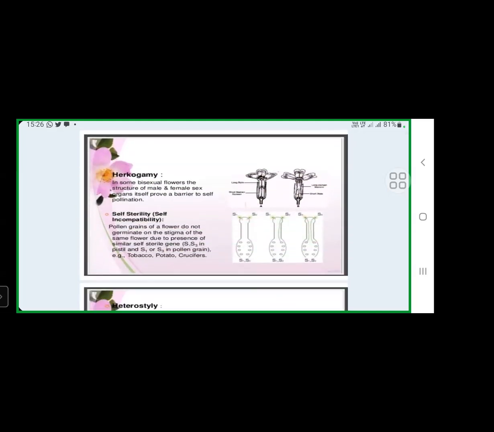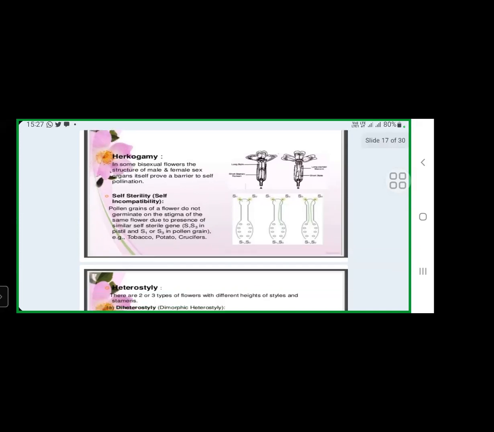And herkogamy. In some bisexual flowers, the structure of the male and female sex organs itself provides a barrier to self-pollination. Then self-sterility or self-incompatibility: in this, the pollen grains of a flower do not germinate on the stigma of the same flower due to the presence of similar self-sterility genes.